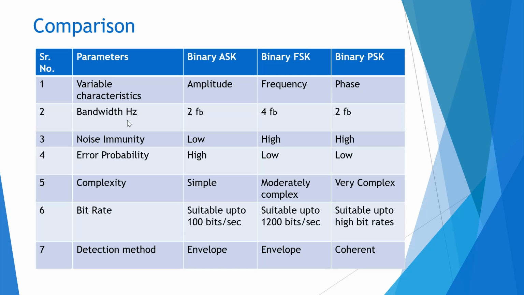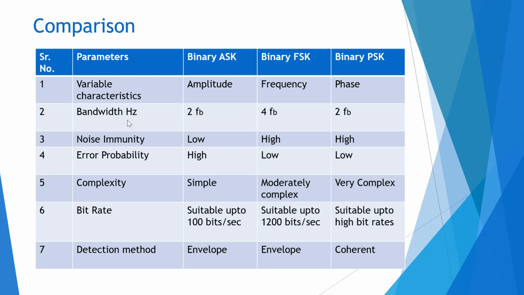It's so simple. Next, for the bandwidth requirement, we have observed the frequency spectrums of all the three techniques, that is ASK, FSK, PSK. From that we can easily observe that the bandwidth of the ASK signal and PSK signal is the same, that is twice FB, whereas in case of BFSK or FSK, the bandwidth of this signal is 4 into FB.